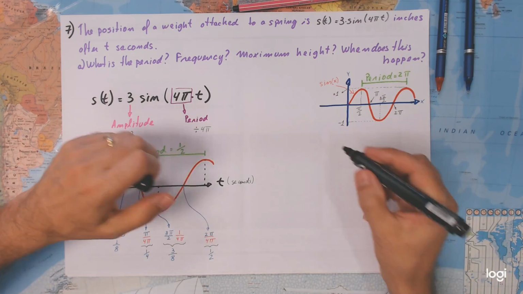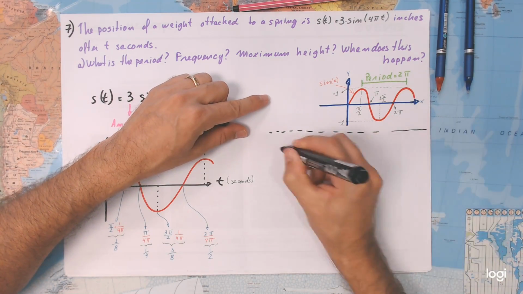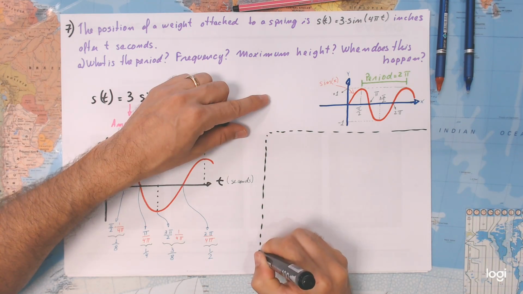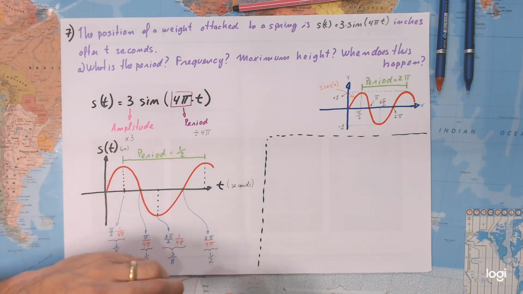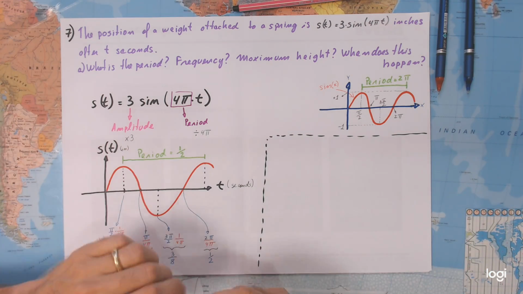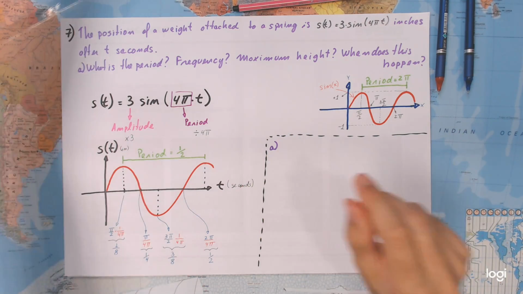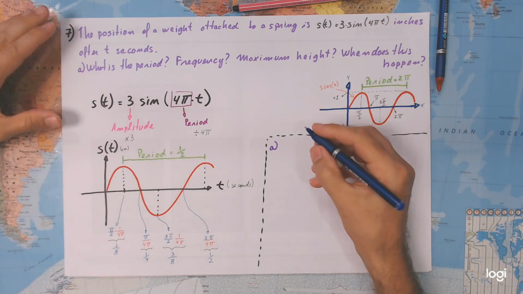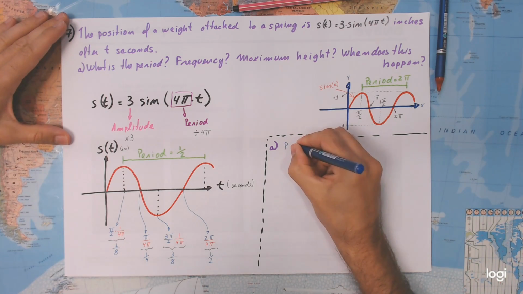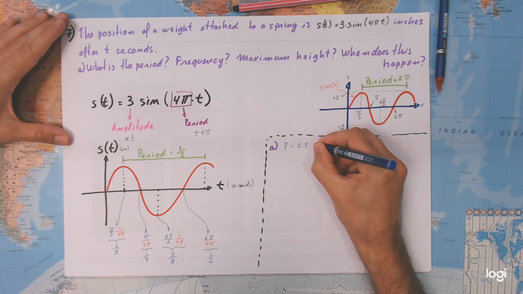Okay, and now let's leave this space in here for the answers. Okay, A. What is the period? The period is just going to be half seconds, right? 0.5 seconds.